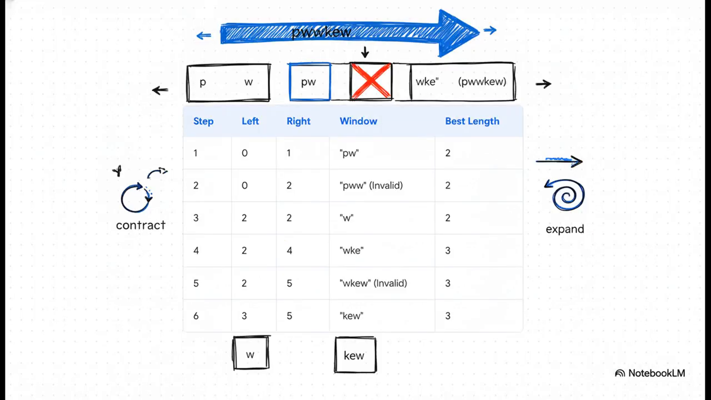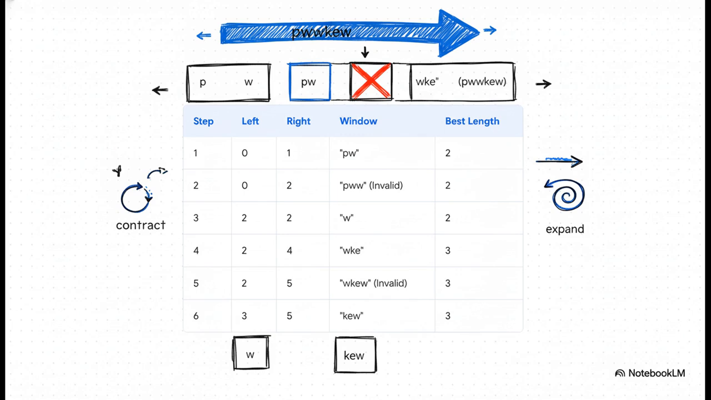Okay, let's trace this on the string PWWKEW. We start expanding, first P, then PW. Great, length is 2, the window's valid. But look at step 2. We add the next W, and our window becomes PWW. That's invalid. We have a duplicate, so we have to contract. We move the left pointer forward past the first W, which leaves our window as just W. Now we're valid again, and we keep expanding.